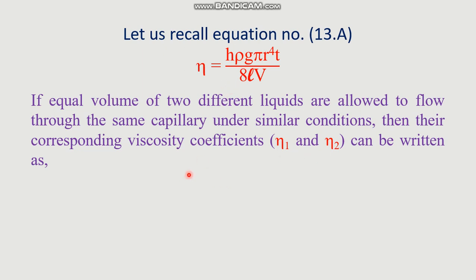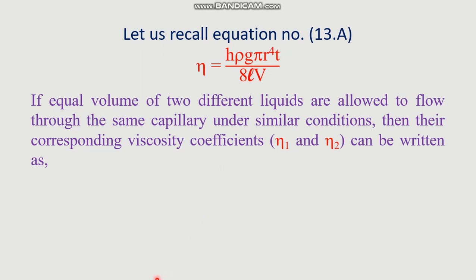Here, before describing the expression of eta 1 and eta 2, let's discuss which are the variables and which are the constants in this equation. Eta is definitely a variable because 2 different liquids are taken. h is constant because the same liquid column is used, so the height of the liquid column must be constant. Rho must be different because the liquids are different. g is constant, pi is constant, r must be constant here because you are using the same capillary. For the same reason, L is also a constant, and since you have taken equal volume, this capital V is also constant. Only t is the variable because 2 different liquids would take 2 different times.